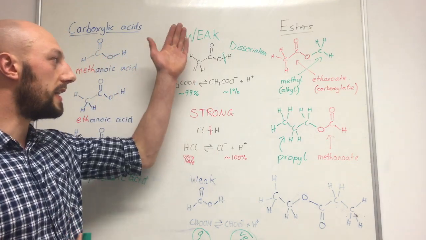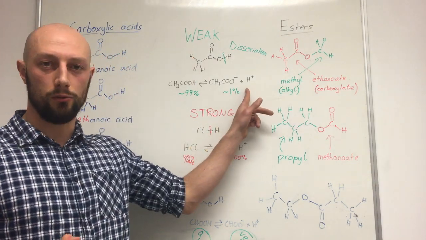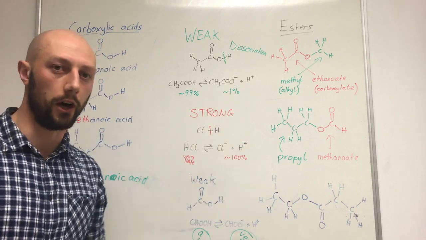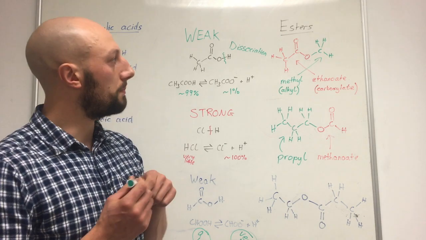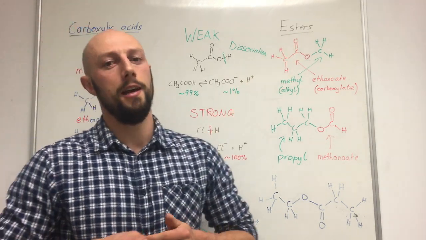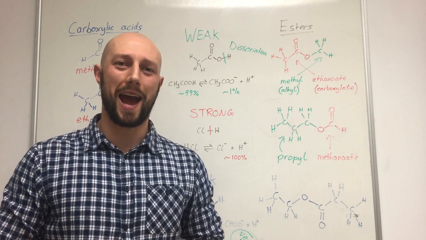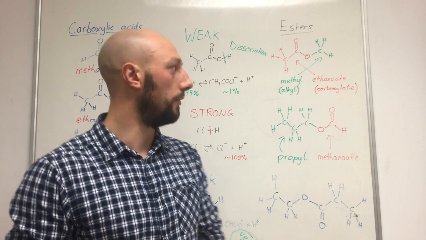So there we have a weak acid produces very little hydrogen ions and a strong acid nearly all dissociates to produce lots of hydrogen ions. The last part of this video is looking at esters. Esters are formed when an alcohol reacts with a carboxylic acid. You need acid and heat to make this reaction happen.